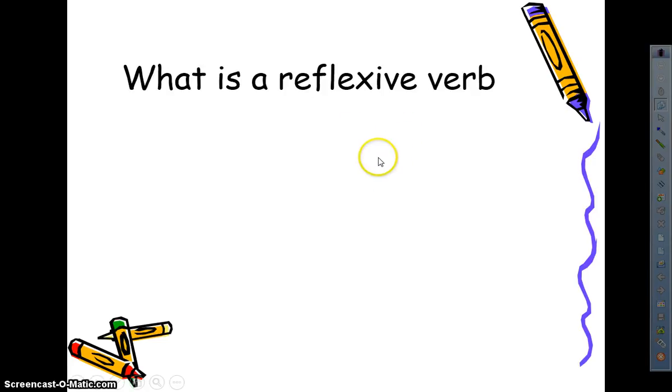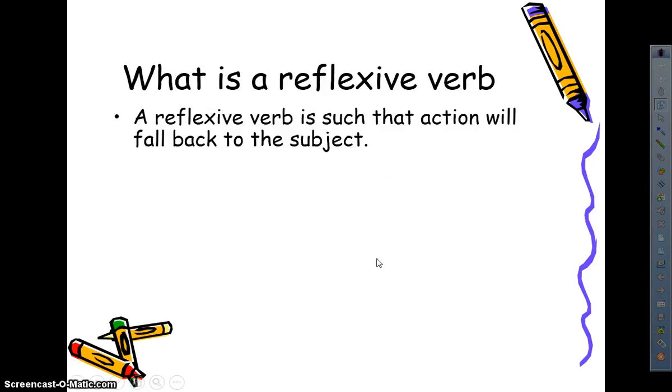Okay, so what is a reflexive verb? A reflexive verb is such that the action will fall back to the subject. Okay? That's a reflexive verb. The one that when you do the action, it also falls back on whoever is doing the action.